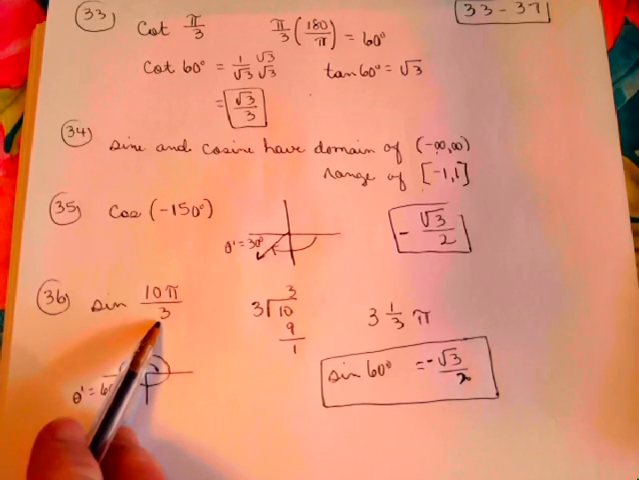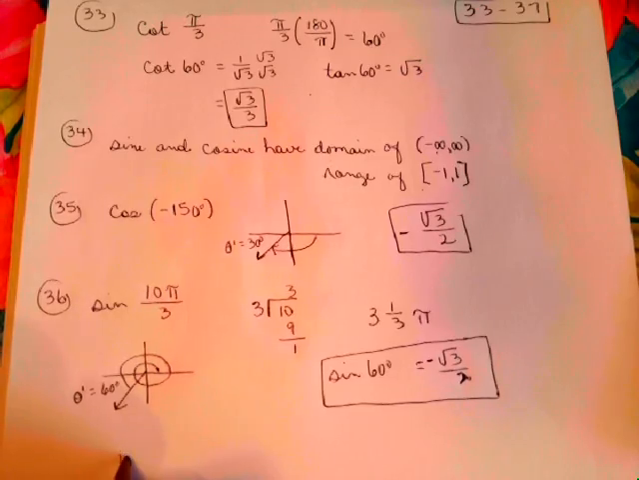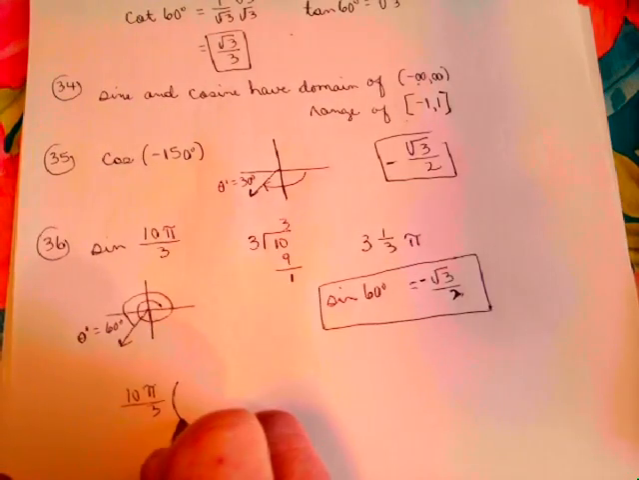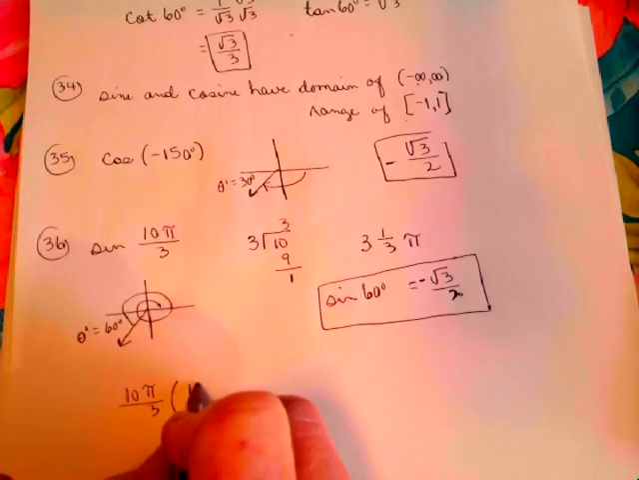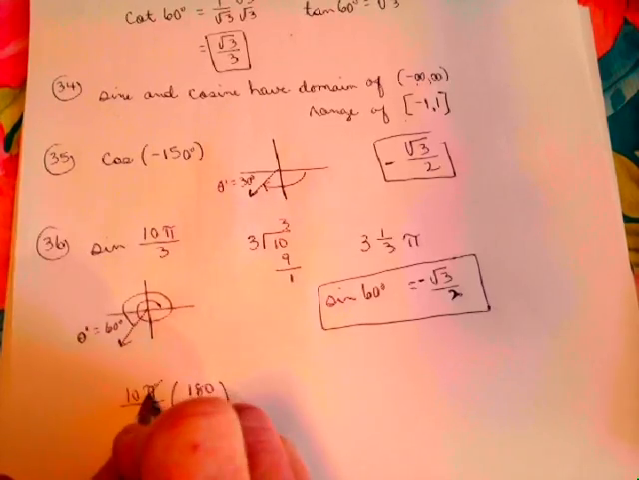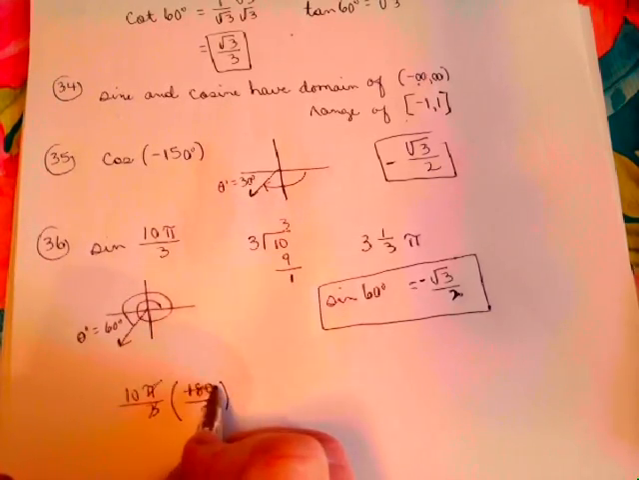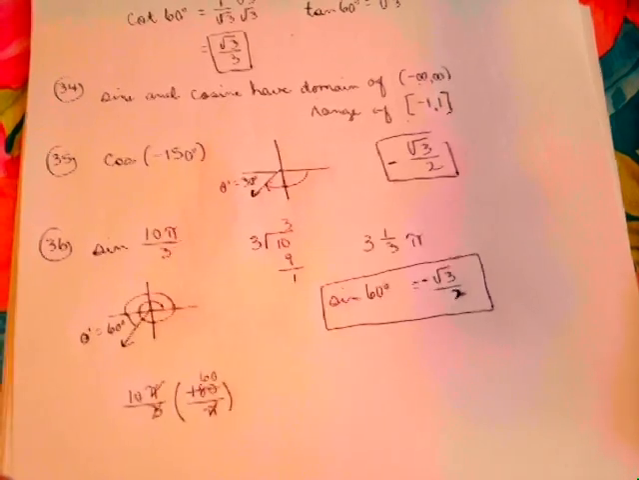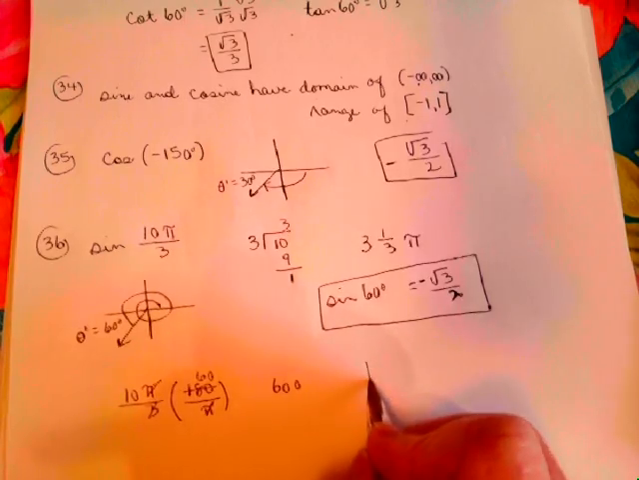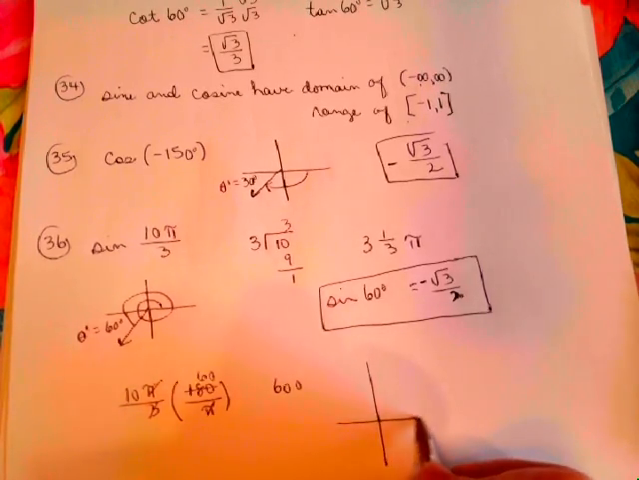If you wanted to, you could have changed 10 pi over 3 to degrees. It might have helped you think about this a little bit better. If radians just kind of mess you up, 10 pi over 3 times 180 over pi. The pi's cancel. 3 goes in 180 60 times. 10 times 60 is 600. That means I got to go around here 600 degrees.